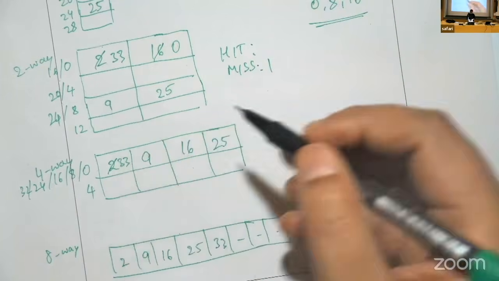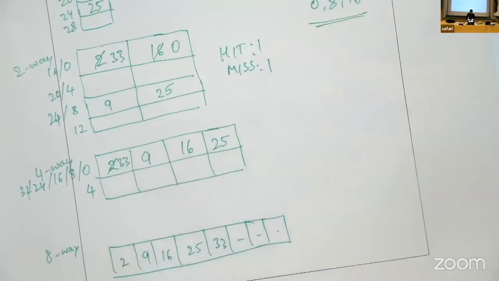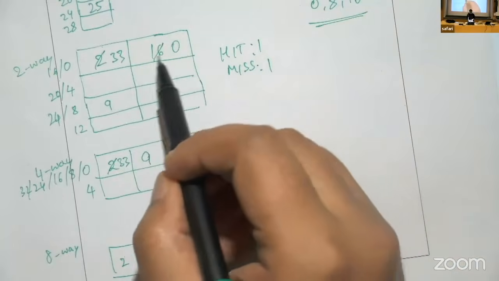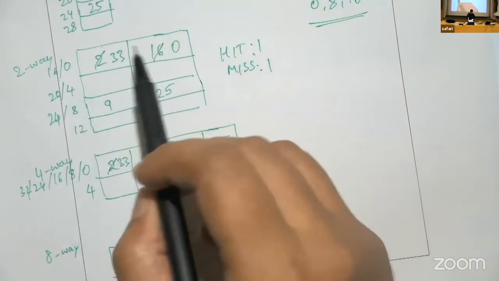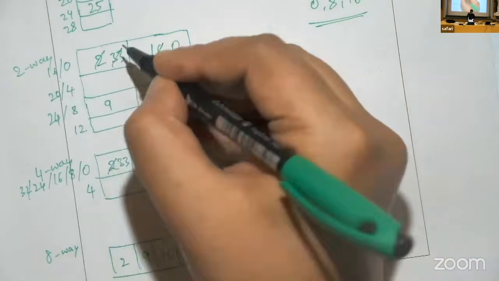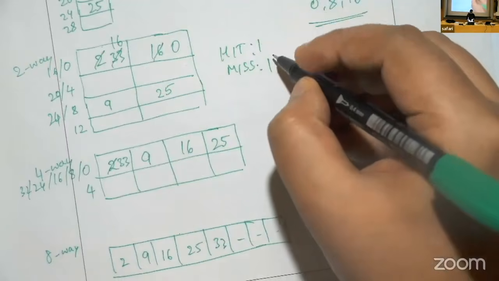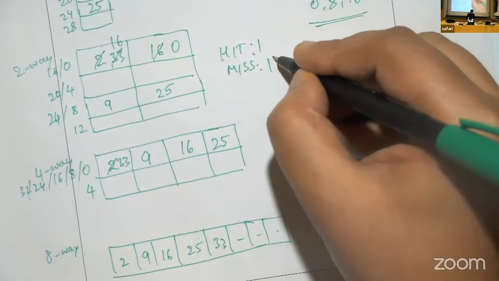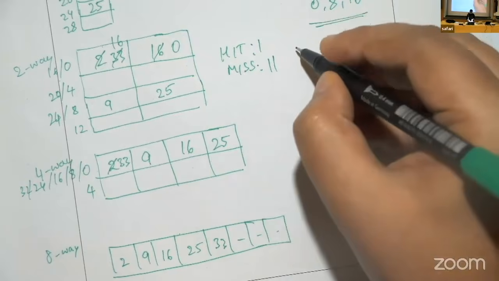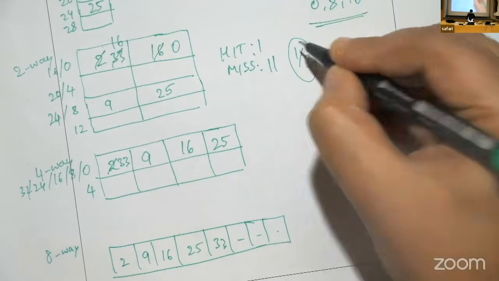8 is a hit because it's already there, and 16 is not there in the first set. So you will have to again replace 33 so that you can access 16. So you'll have another miss. So here the hit rate is 1 by 3.